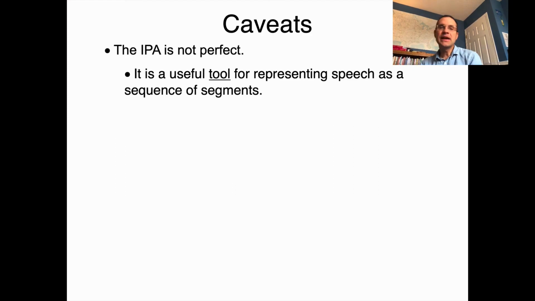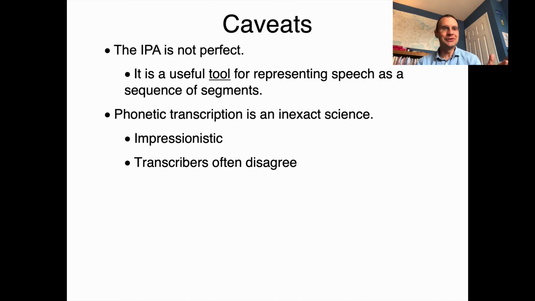Caveats. The IPA is not perfect. It is a useful tool for representing speech as a sequence of segments. It's not some sort of photographic absolute picture of reality. It's a screwdriver of linguistics. So phonetic transcription is an inexact science. One of the problems with it is that it's impressionistic. You base it on some impression you have of what somebody is saying as they're speaking.